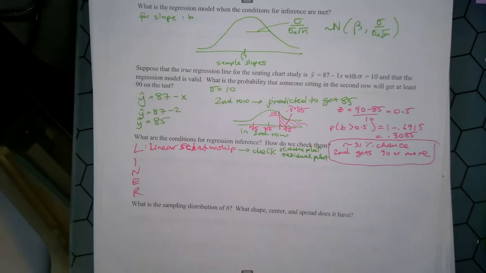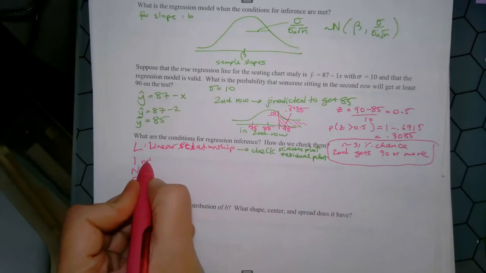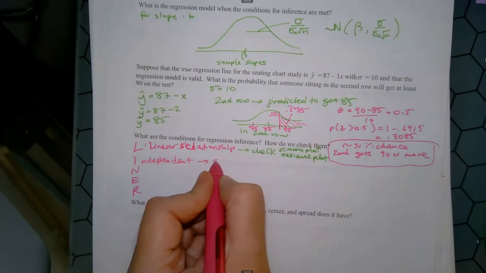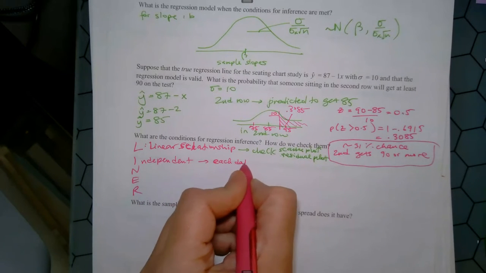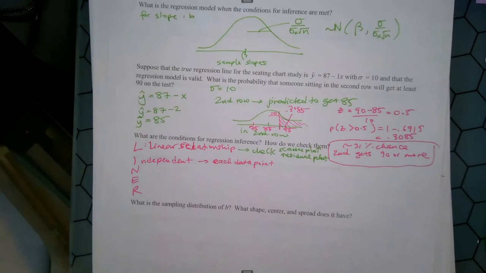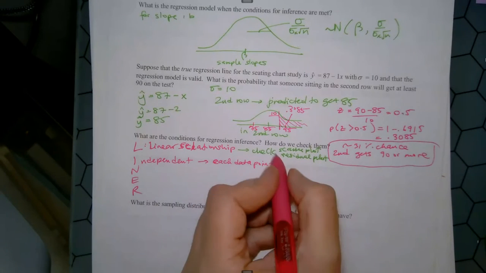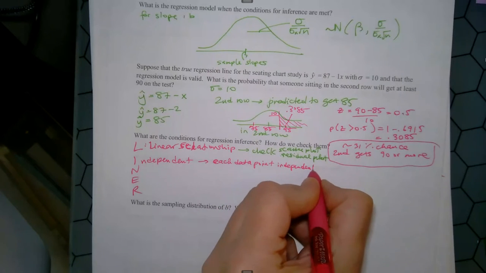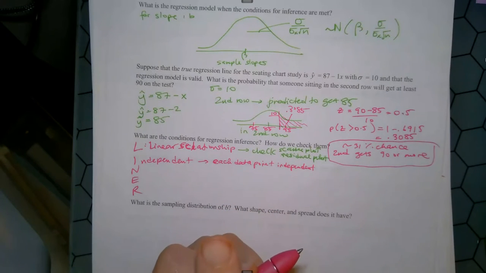Next, independent. Individual observations are independent of each other. So the scatter plot, that each data point is independent. Those values are independent of the other points. They're not influencing each other. It's kind of conceptual. Might have to do with how you gather your data.